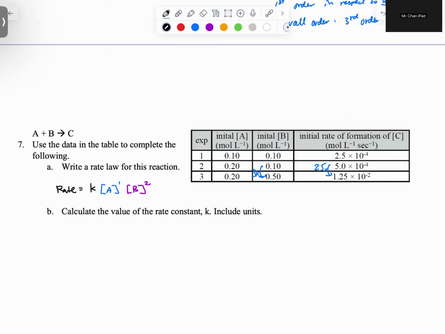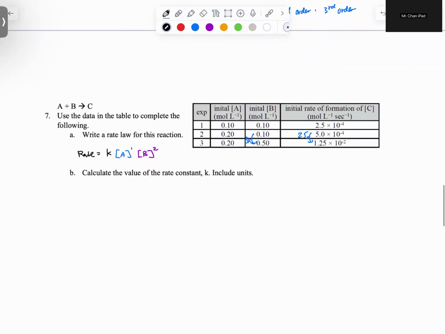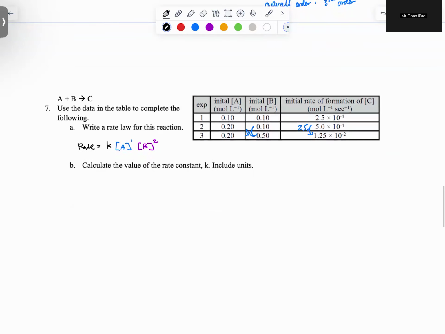So our rate law, it's going to be this. And again, you write the word rate and you keep the K right there. You don't have to find out the K value until they instruct you to do it in part B. Part B is to find out the value of K.